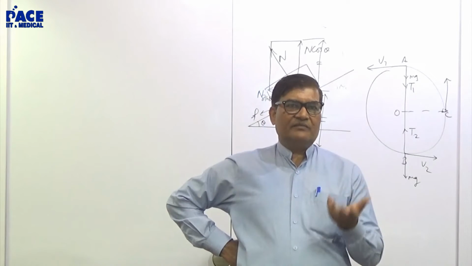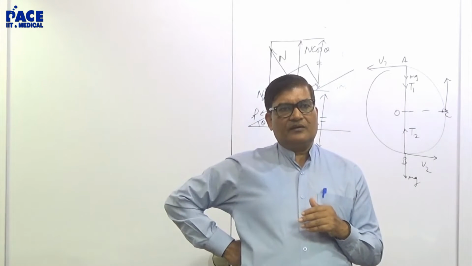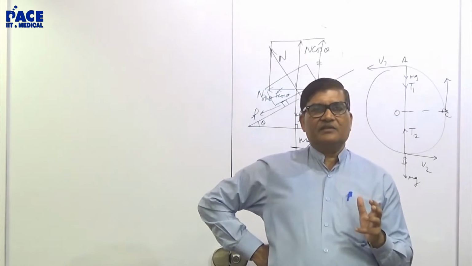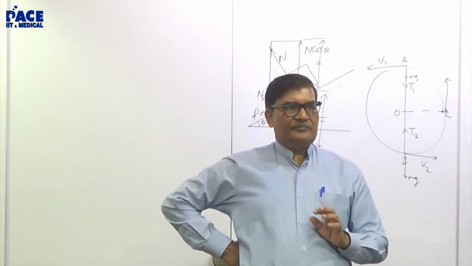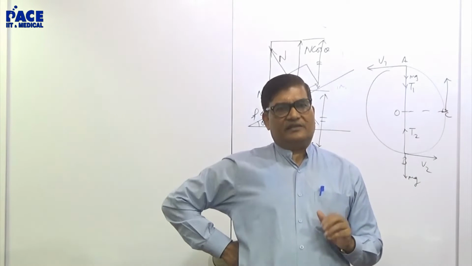If it is starting with the mean position, then x is equal to a sin omega t. If it is starting with the extreme position, whether plus or minus is immaterial, that will be cos. X is equal to a cos omega t.